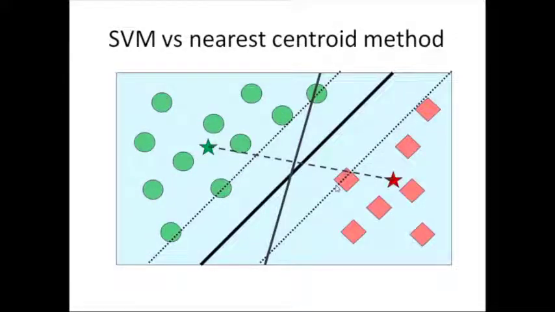If we compare the support vector machine approach with the nearest centroid approach, we see that nearest centroid also separates two classes by a hyperplane defined simply by centroids. So it is a hyperplane orthogonal to the segment that goes from one centroid to another. And support vector machine constructs, in a way, an optimal separating hyperplane.